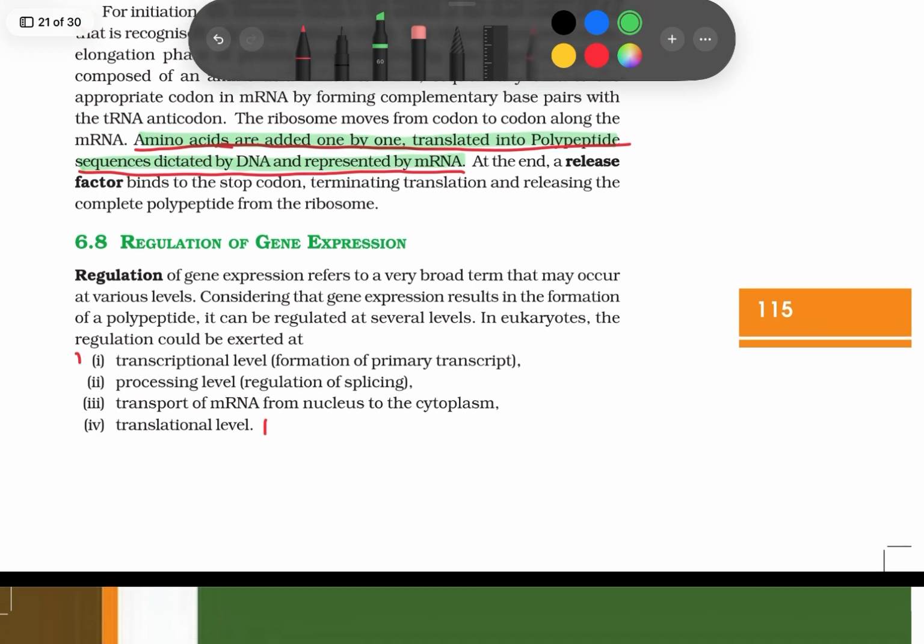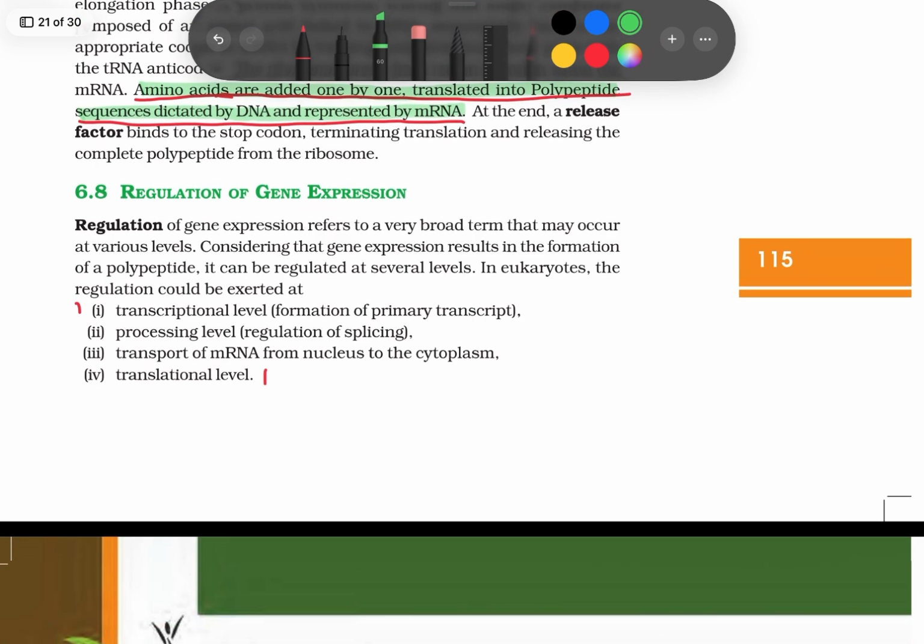Next, regulation of gene expression. The control of regulation of gene expression occurs at 4 levels. Here it is given. Transcriptional level, because protein is responsible for the expression of a character, so the synthesis of that protein should be under control. That control occurs at any of these 4 levels in eukaryotes.